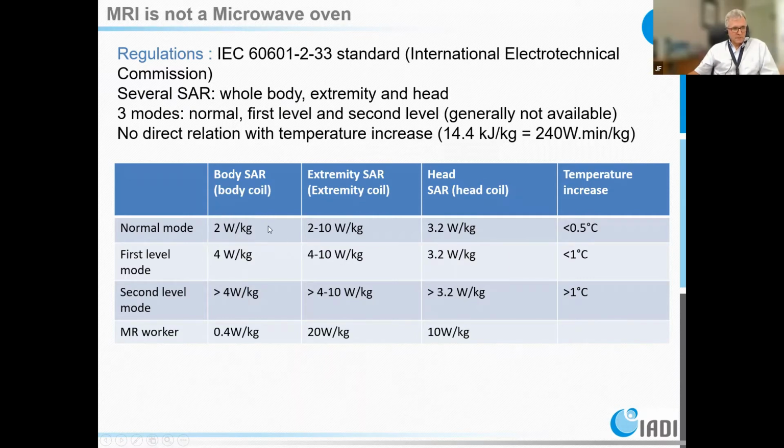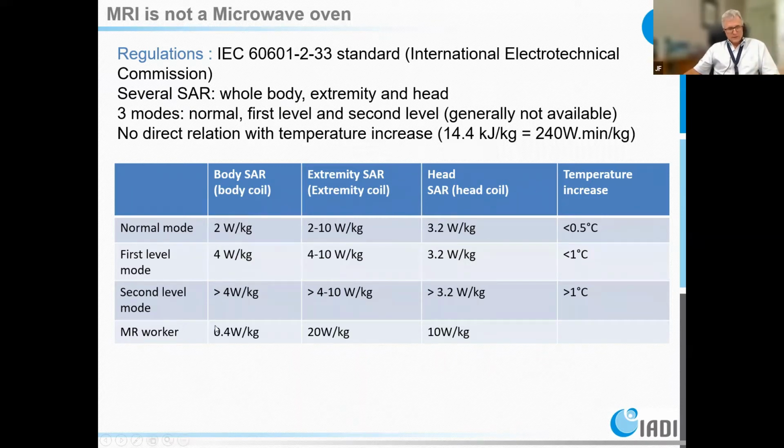If you have 2 watt per kilo, the maximum increase of temperature is 0.5 degree. This was accepted by the international committee. So if you're working in a normal mode, the maximum heating you bring to the patient is 0.5 degree. If you go into the first level mode, you have less than 1 degree. Of course, if you go higher, this is only accepted if you have a service mode or a special mode on the system. You can go higher, but then you are outside what is allowed by the regulation.